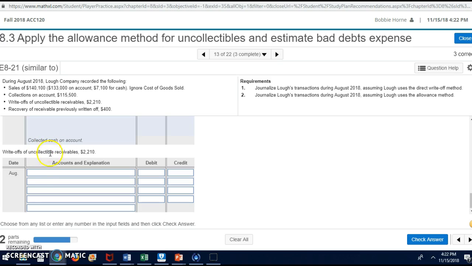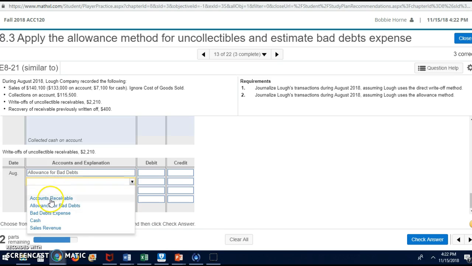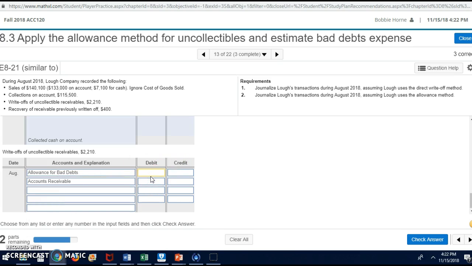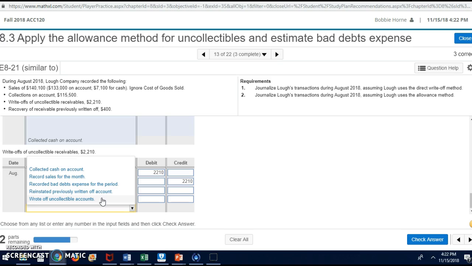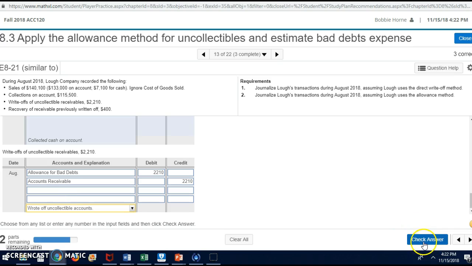With the allowance method, when we write the uncollectible off, we use the allowance account. We still credit accounts receivable when we write it off, but we've already estimated bad debt expense last year. So we're writing off the uncollectible account.